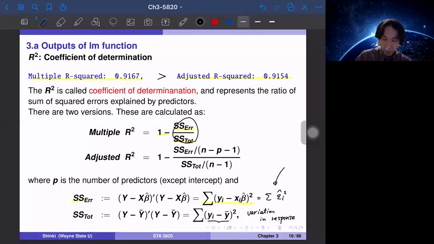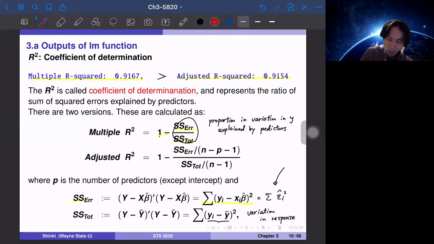So this is basically the proportion of the variation of y that is not explained by the predictors. So 1 minus this is the variation which is explained by the variables. So it is the proportion of variation in y explained by predictors. Okay, so that is the multiple R squared.